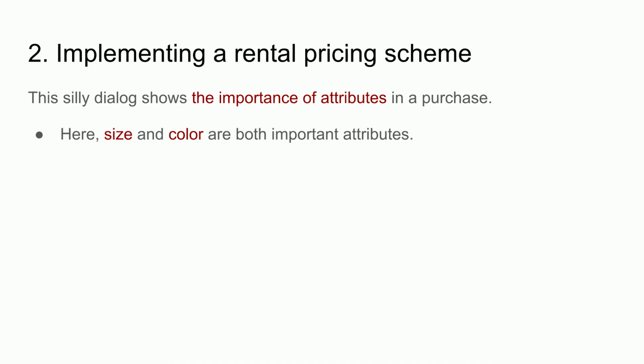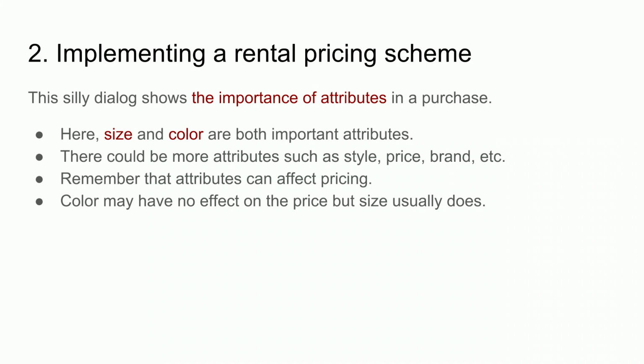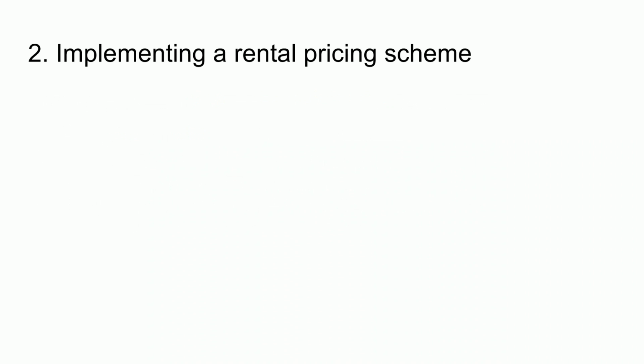Size and color are both important attributes for a t-shirt. There could be more attributes: styles, price, brand. But maybe brand is not a great attribute, because if I want to differentiate Nike t-shirts from Gap t-shirts, I might as well create product types, Nike and Gap, so I have separate products. So this is probably one where brand would not be such a great attribute. Remember that attributes can affect pricing. Color may not, but size will, right?